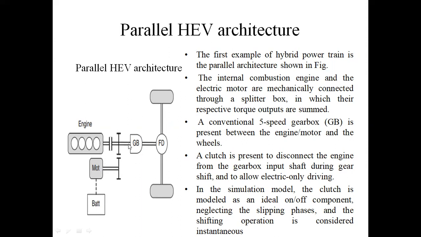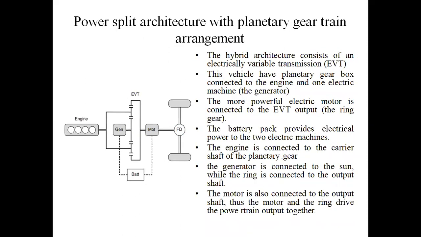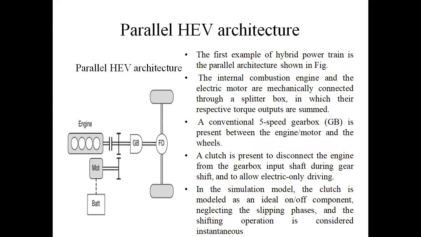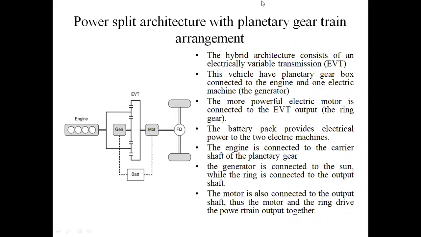The engine and gearbox are also a mechanical link. The gearbox output and fixed differential are also mechanical links. These two lines are mechanical links. These dotted lines are the electrical links. Next, this is the second type of hybrid vehicle architecture. This is the power split architecture with the planetary gear train arrangement.